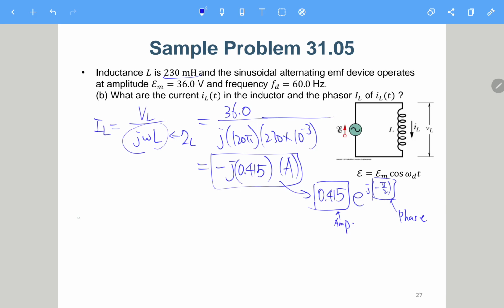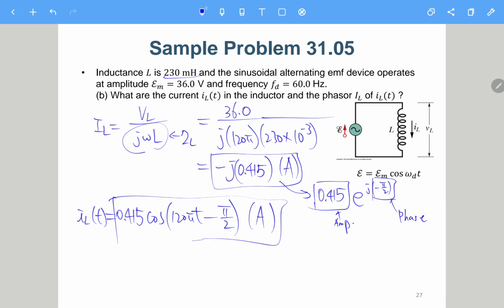So finally, IL of t should be 0.415 cosine of 120 pi t minus pi over 2 amps. Put this one here and then put this one here.